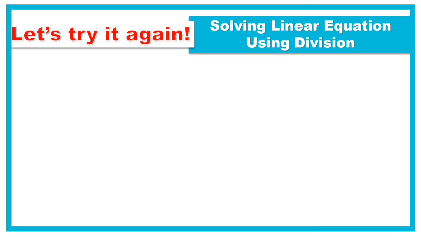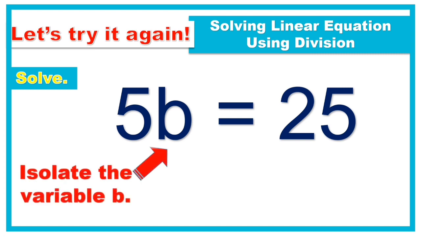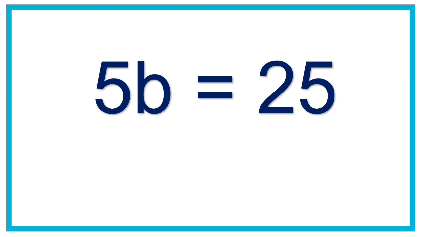Let's try it again. Let's solve a linear equation using division. Let's solve 5b equals 25. How are we going to solve this equation? Again, we need to isolate the variable. And in this case, our variable is b. How are we going to isolate the variable b? By doing the inverse operation, which is division. We are going to divide by 5 on both sides.